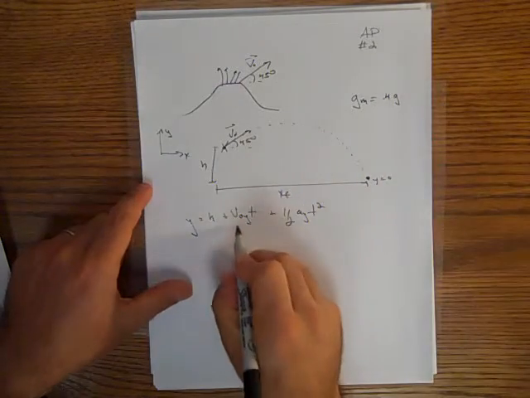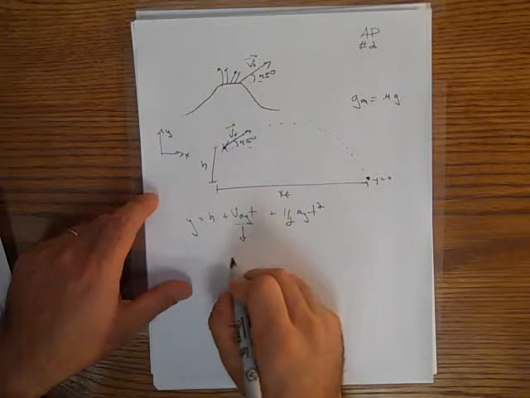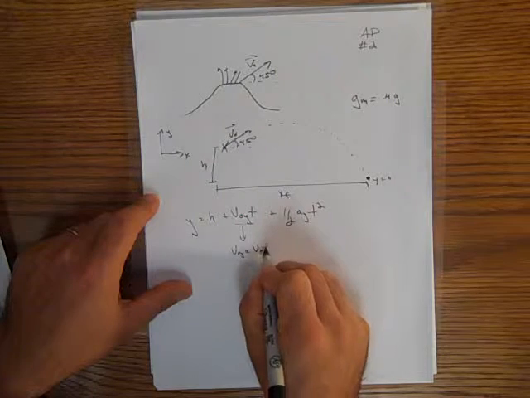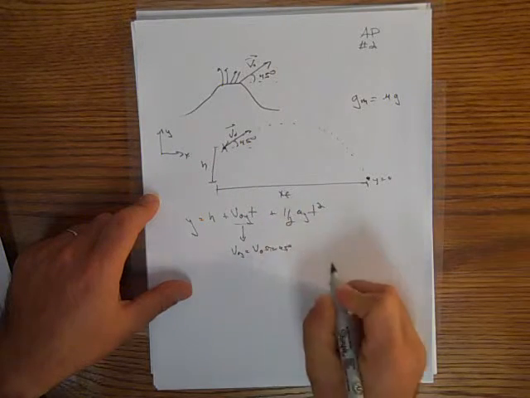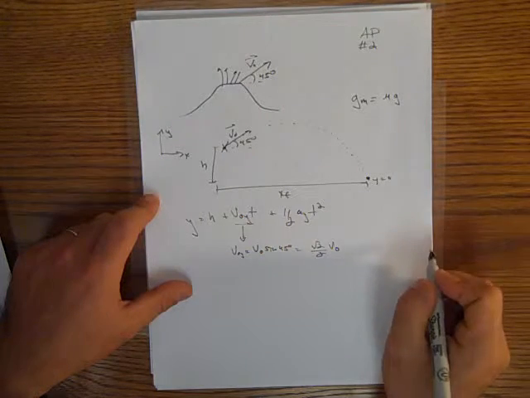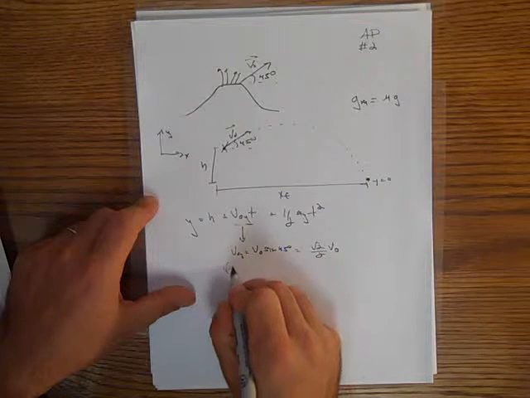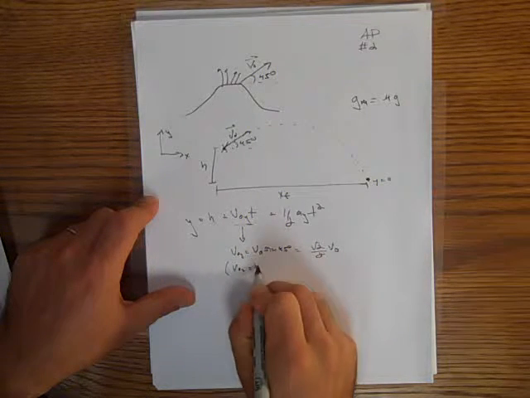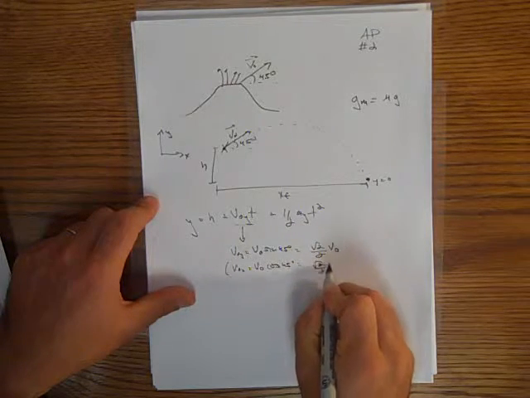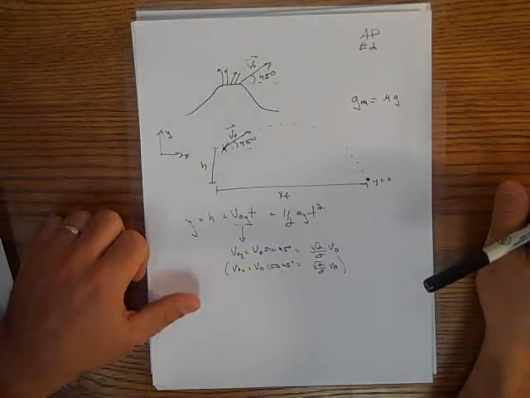A couple things that we need to keep in mind. First of all, we have to use geometry to find that. So v0y is going to be the magnitude v0 times the sine of 45 degrees, which is √2/2 v0. Also, by the way, v0x is going to be v0 cosine 45 degrees, which is also √2/2 v0. All right, so that's important.